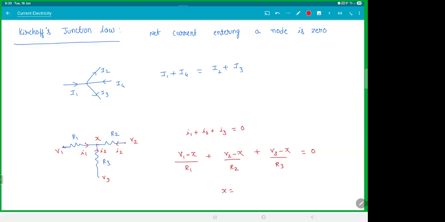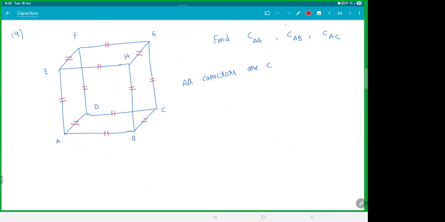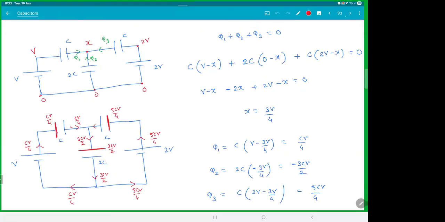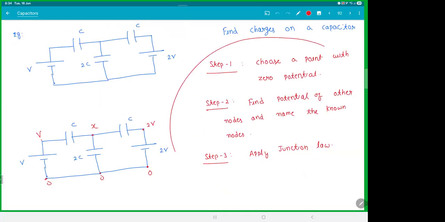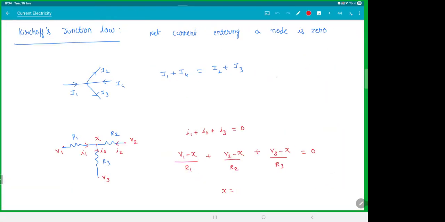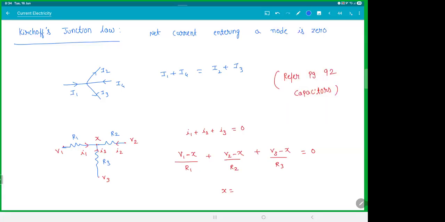Just to show you the steps. If you see, we did the same thing here. These were the steps: choose a point with zero potential, find the potential of other nodes, and then apply the junction law. It is exactly the same thing, only the formula is different. Page 92, capacitors. This is your junction law. All clear with this?